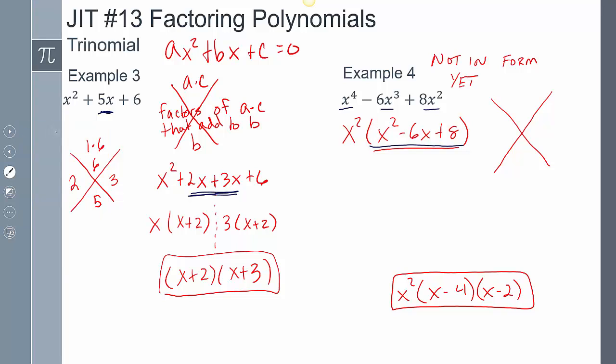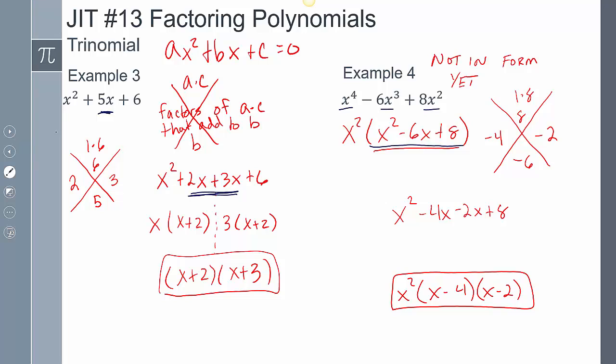And so once again I do my x box method. I do a times c, so 1 times 8, that's going to go here. My b of -6 is going to go here, and so I need to figure what factors of 8, so what times what gives me 8, will then add to -6. In this case, -4 and -2 are going to add to that -6, and -4 and -2 multiply to the 8. So this is just a way to represent your information. Now I want to break apart this 6x into this -4 and this -2. Instead of writing -6x, I'm writing that -4x, which is from here, and the -2x, which is from here.